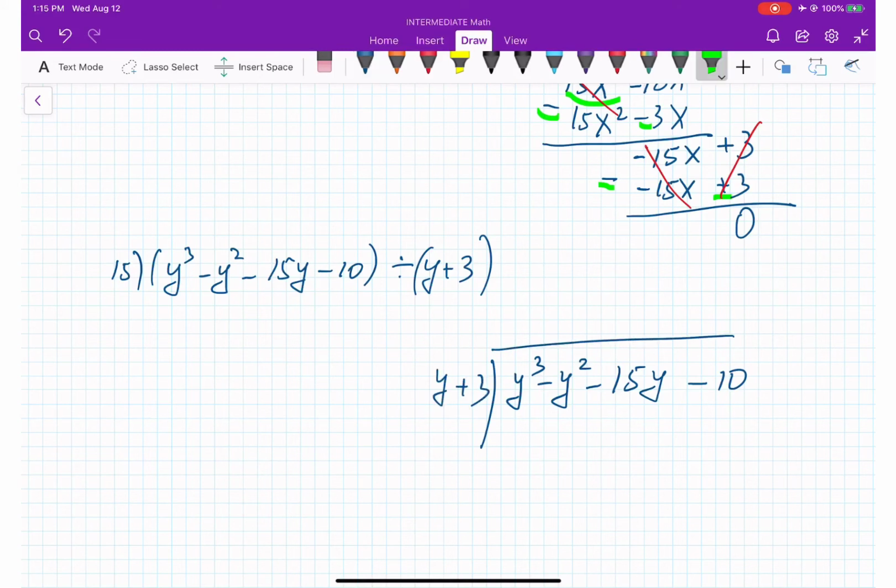So we take the first term and divide by y, and the result we are getting is y to power 2. So let's multiply. y to power 2 times y is going to be y to power 3. And y to power 2 times 3 is going to be 3y squared, right? Plus 3y squared. When you subtract, these two are gone. And what we have in this one, negative y squared minus 3y squared, so it's going to be negative 4y squared.